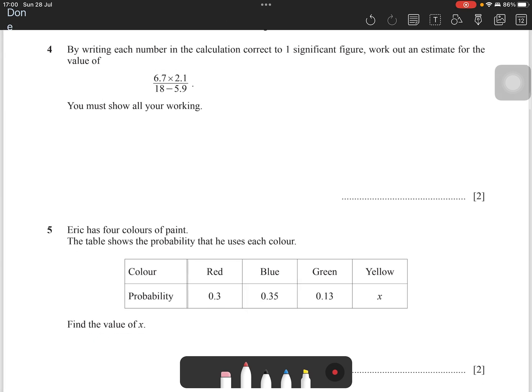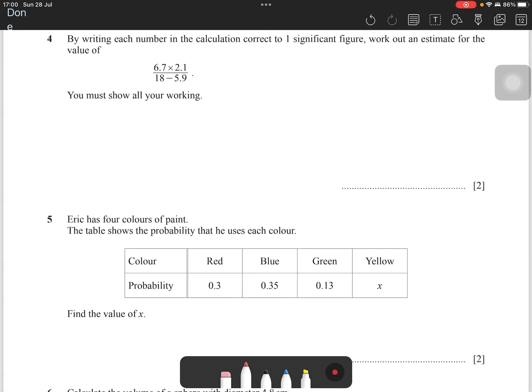Question 4. By writing each number in the calculation correct to one significant figure, work out an estimate for the value of this expression. You must show your working. 6.7 correct to one significant figure is 7, because the first significant digit is in the units place. Then 2.1 is rounded to 2. And then 18, the first significant digit is in the tens place, so we round it to the nearest tens. And 18 is rounded to 20.